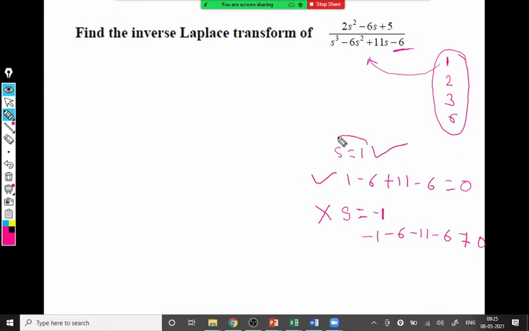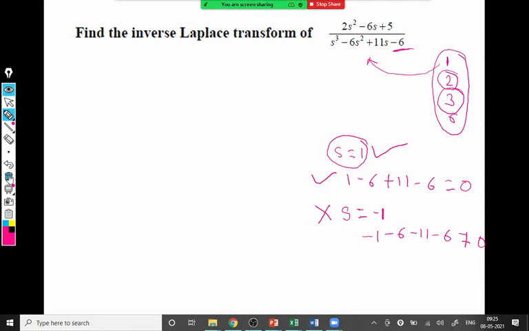So s equal to 1 satisfies. Similarly, you will observe s equal to 2 satisfies. s equal to 3 also satisfies. So there is no need to check for 6, because we already got all 3 factors. So in this case we obtained the roots by hit and trial only, but the trials we took are particularly the factors of the constant term only.